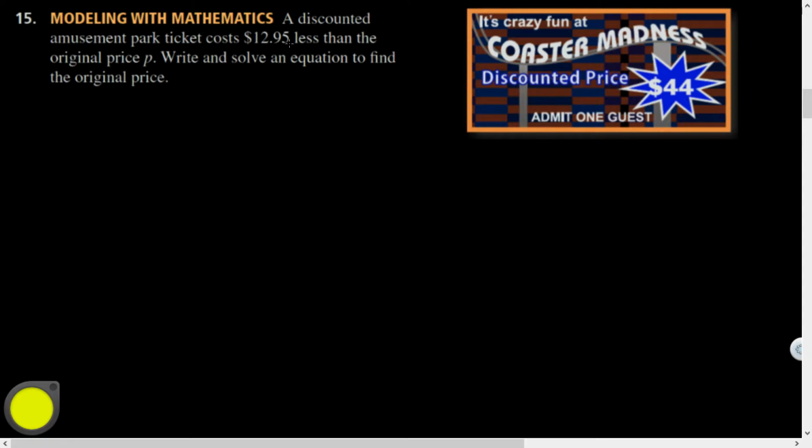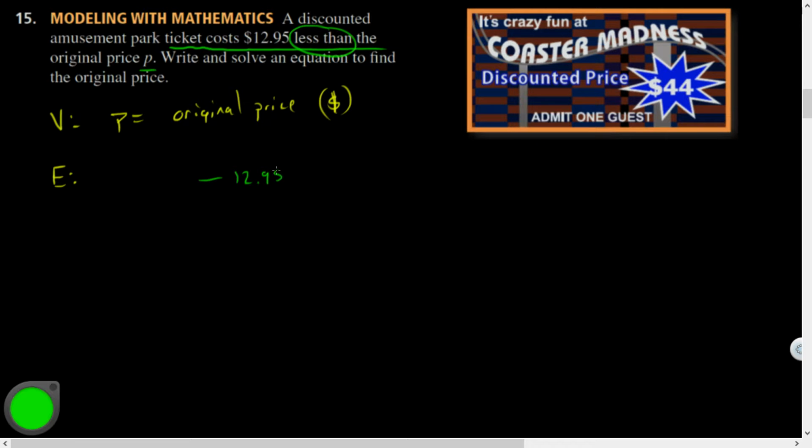Here's a little word problem, a problem with the words. A discounted amusement park ticket costs $12.95 less than the original price P. So for my variable, P is the original price measured in American dollars. Okay, so let's write an equation. So the equation is going to be based on the fact that I read, that the ticket costs $12.95 less than the price P. So how do I represent that? $12.95 less than, what operation does that sound like? Sounds like subtraction. And am I doing $12.95 minus P or P minus $12.95? $12.95 less than something, so $12.95 is the thing that's being taken away from the original price P. Right? And this is going to equal the discounted ticket.